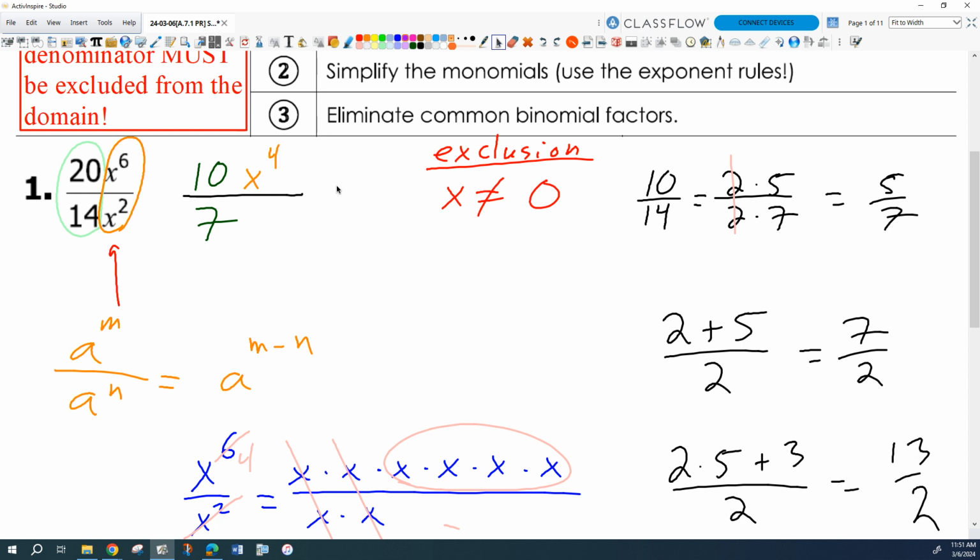Do that always before we simplify? Yes, exactly. So you want to do the exclusions before you cancel factors, because once you cancel the factors, it's going to disguise that, right? After canceling the factors, there were no x's in the denominator, so we wouldn't have known to make that an exclusion if we hadn't done it first. Everybody get that? Okay, good.